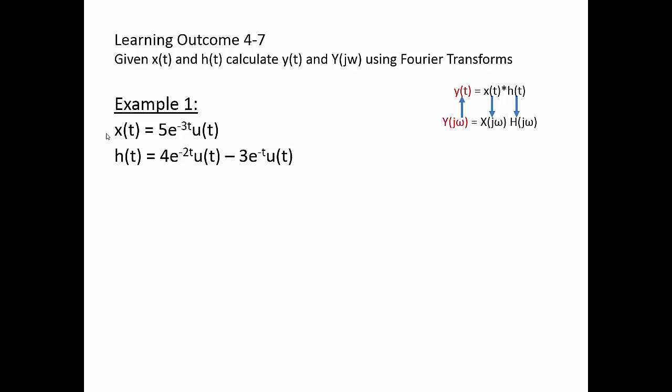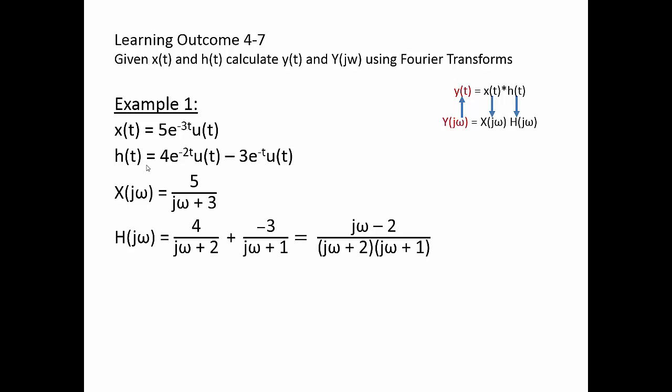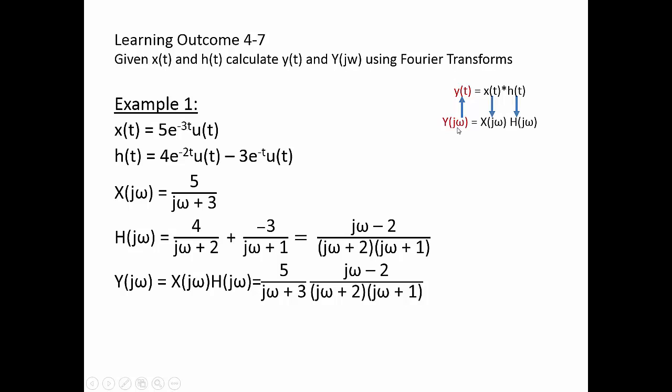So let's take our x of t, look at your table 4.2, what's x of j omega? Take your h of t, look in table 4.2, what's your h of j omega? I've then gone and combined these two terms. Now we can take our x of j omega and our h of j omega, combine them to form our y of j omega.